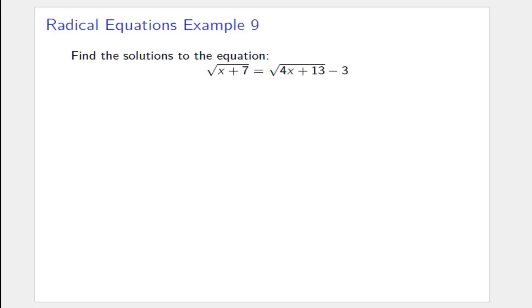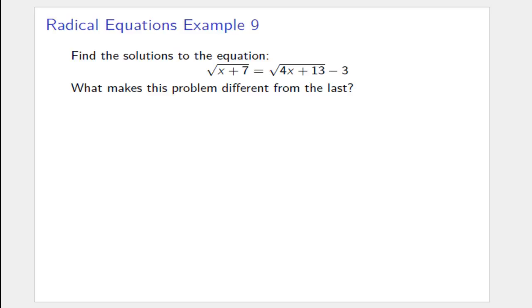In this example, we want to find the solutions to the radical equation the square root of x plus 7 equals the square root of 4x plus 13 minus 3. Now, what makes this problem different from the last one? Again, we have the square root of 4x plus 13 minus 3 on the right-hand side. So the square root is not by itself.